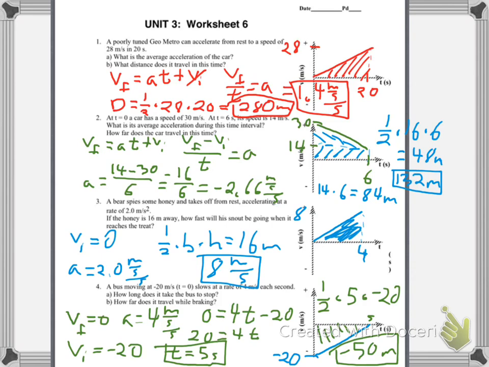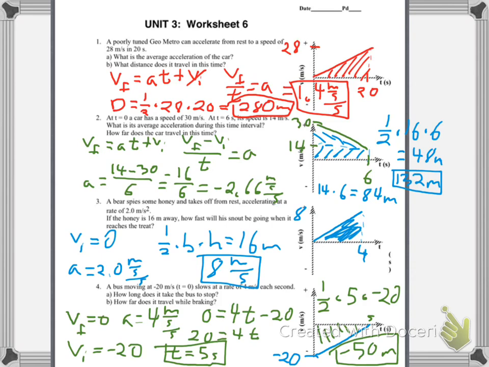So we want to know how long it takes it to stop if we have a negative initial velocity. Our final velocity is 0. We know our acceleration, so we can set up our equation of v final equals acceleration times time plus the initial velocity. Here we have 0 for our final velocity, 4 meters per second for acceleration. Then we have to subtract 20 because that is the initial velocity.